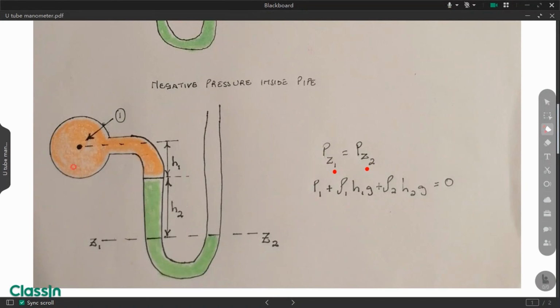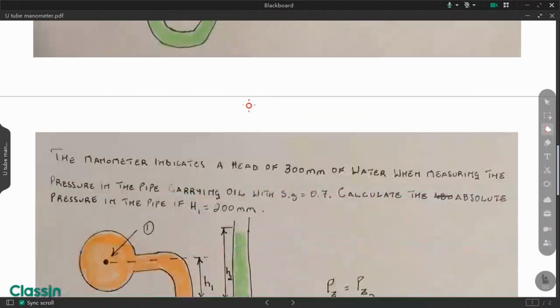So now the pressure at this end is going to be equal to P1, which is the pressure in the pipeline, plus the density of this fluid, the pressure head H1, and the gravitational acceleration, rho g h, plus the density of the second fluid, the pressure head of the second fluid, and the gravitational acceleration, is equal to 0, because there's nothing on top, there's nothing here. That means you have a negative pressure inside the pipeline. So from here we're going to deal with one question which I've prepared for you guys. Let's move down a little bit.